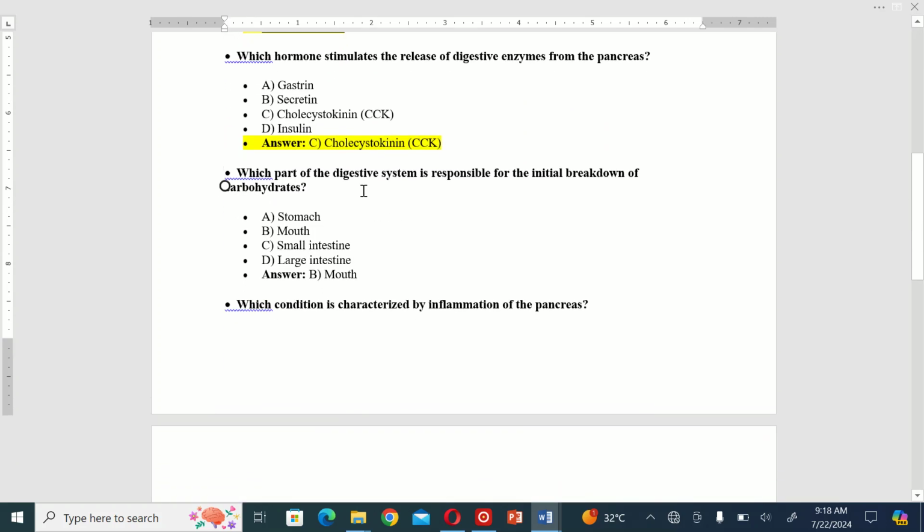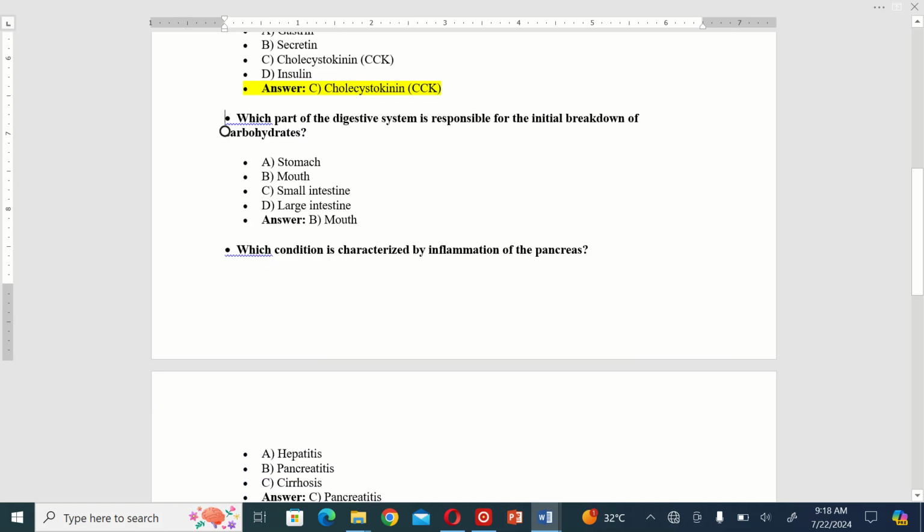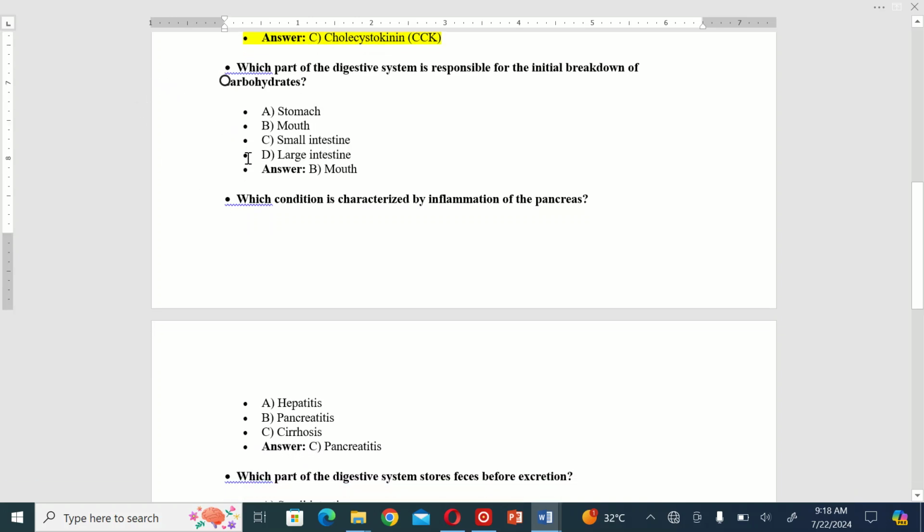Which part of the digestive system is responsible for the initial breakdown of carbohydrates? A. Stomach. B. Mouth. C. Small intestine. D. Large intestine. So the correct option is mouth.